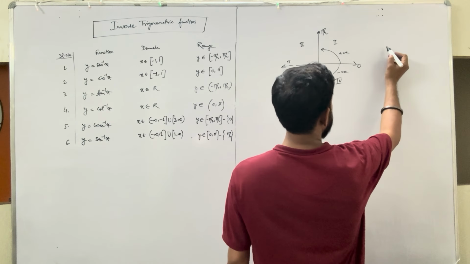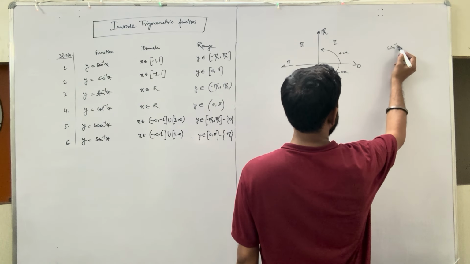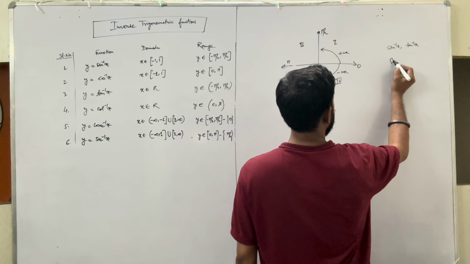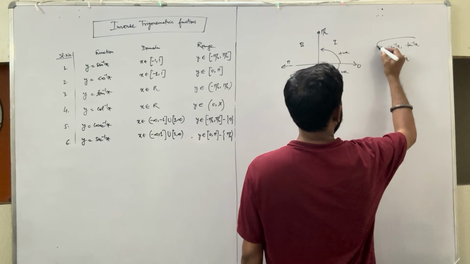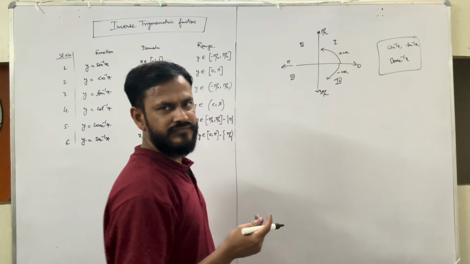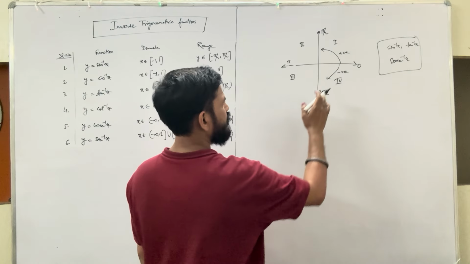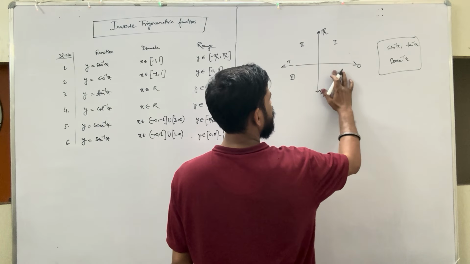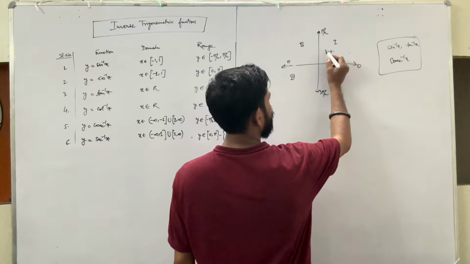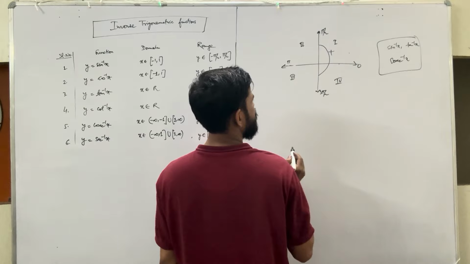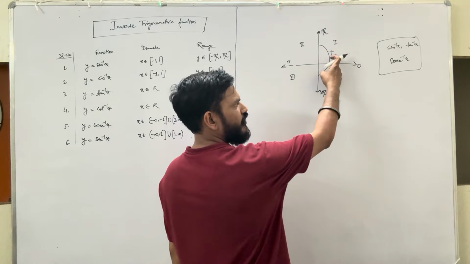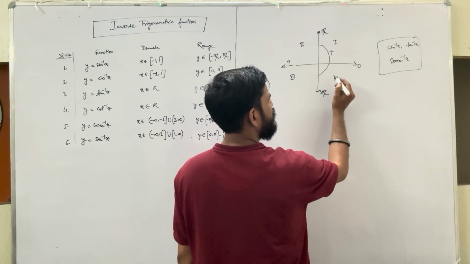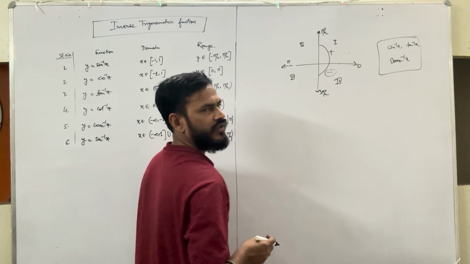Now consider three functions, sine inverse x, tan inverse x and cosec inverse x. For these three functions, the principal range is this. For a positive value of the argument, the angle should be in the first quadrant. For a negative value of the argument, it should be in the fourth quadrant.